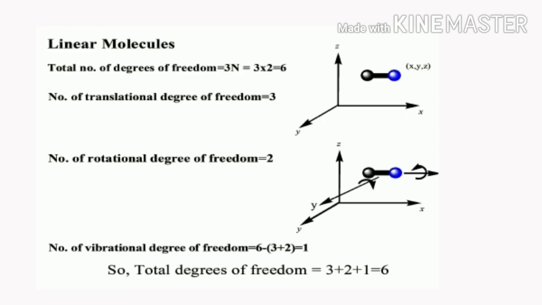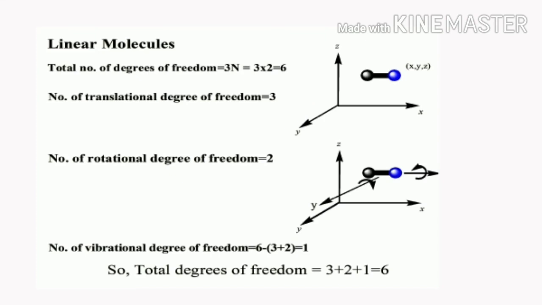Now let us consider a linear diatomic molecule. So the total number of degrees of freedom is equal to 3n, which is equal to 3 into 2 equal to 6, since it is diatomic, so n equal to 2. Now to describe the translational motion of this molecule, we need all the three coordinate axes x, y, z. So the translational degrees of freedom is equal to 3.